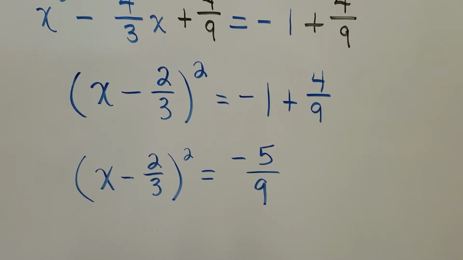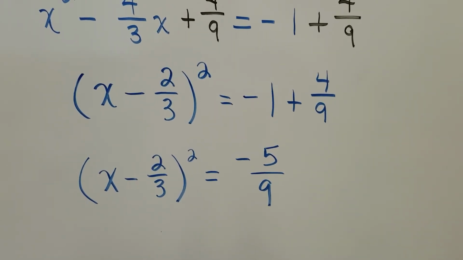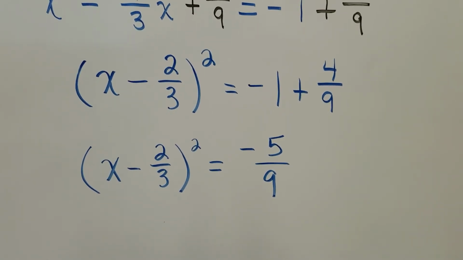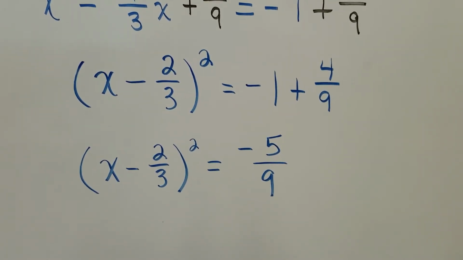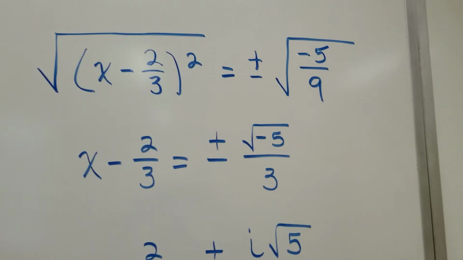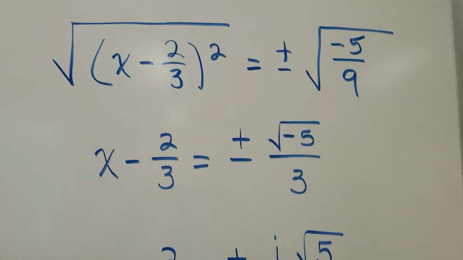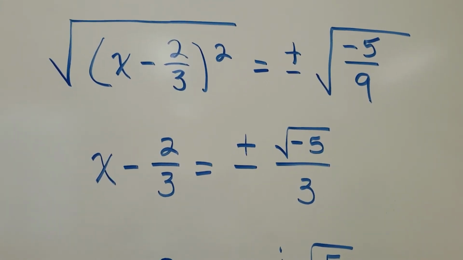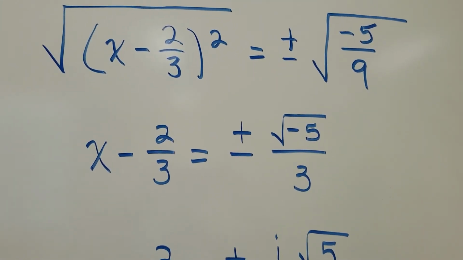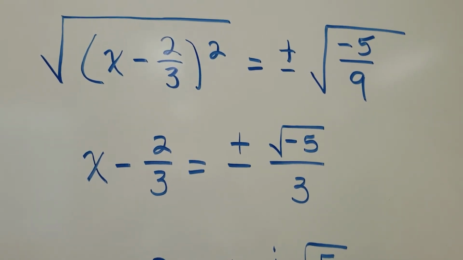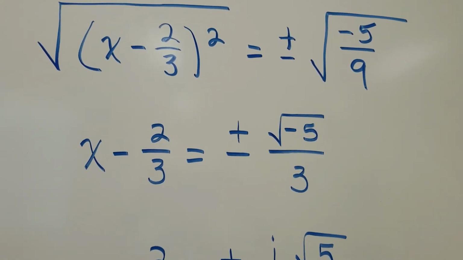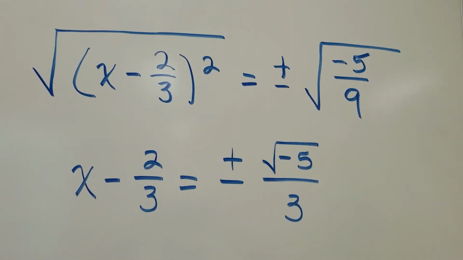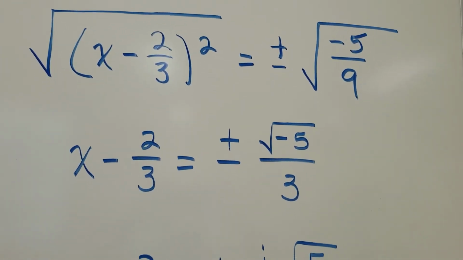So to finish solving the quadratic equation, we need to use the square roots property. That means I'm going to take the square root of both sides of the equation. So let's see what will happen when I do that. Okay, using the square roots property, if I take the square root of both sides, the square root of x minus 2/3 quantity squared is going to be equal to plus or minus, remember we have to do the positive and negative to get the two solutions we need, the square root of negative 5/9.